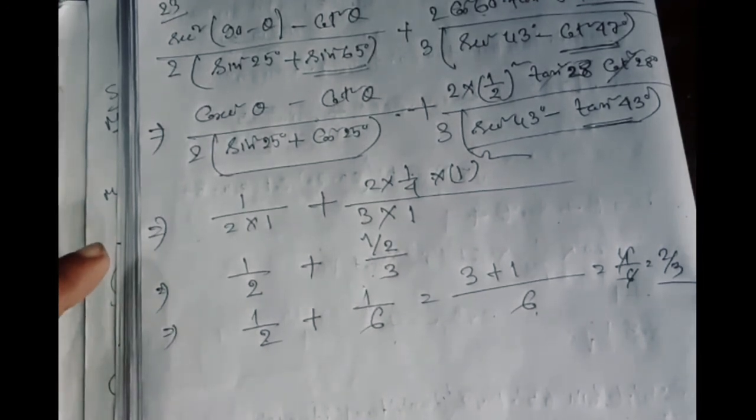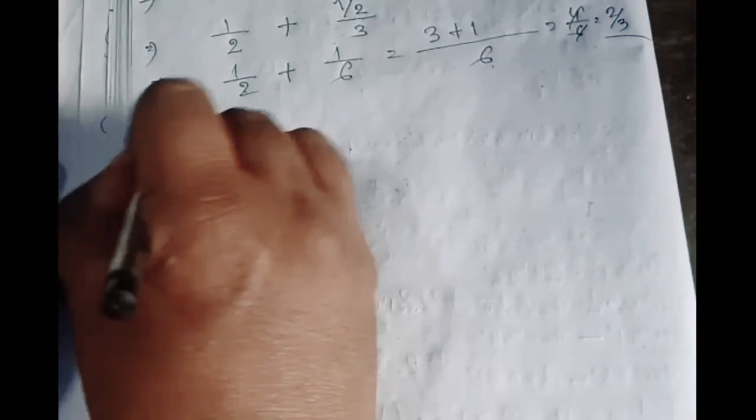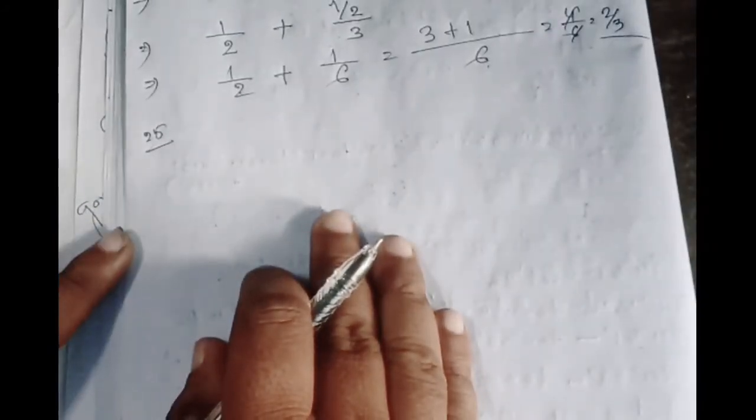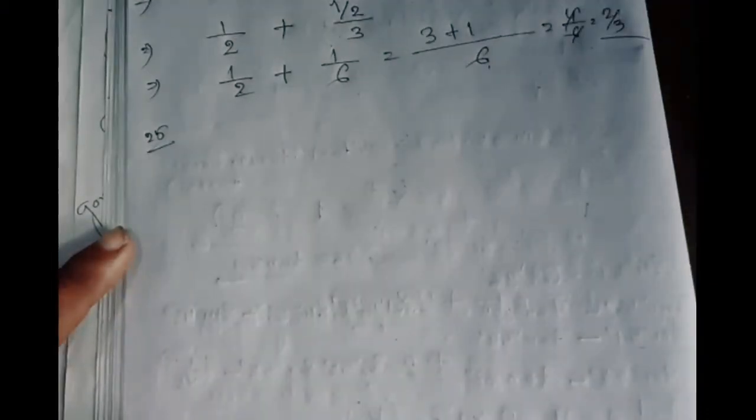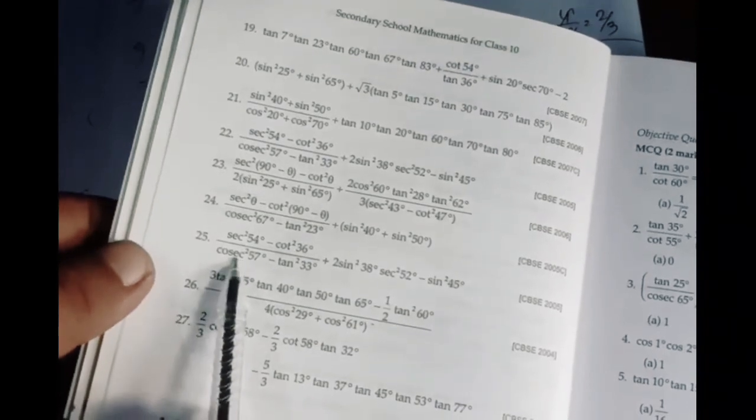Next come to question number 25. It is also a very easy question. I am not solving it right now. You should try it at home. Various types of questions are given in the R.S. Agarwal mathematics book of class 10th CBSE, as you can see. It is also an easy question. Next move to question number 26.